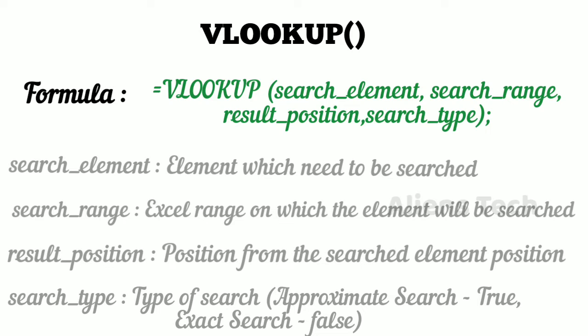If you want to search approximately, then your search element should be in ascending order. Meaning, if you have the search elements as numeric values in ascending order, at that time you can go for approximate search. Let's get into the video.